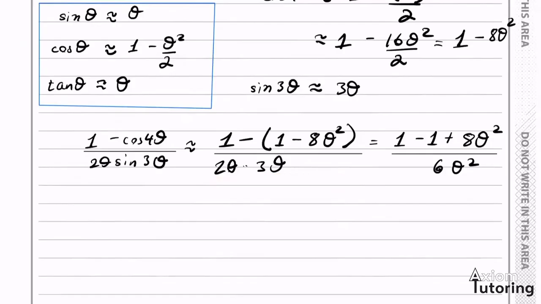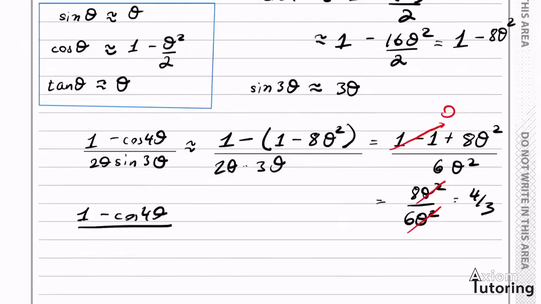Now, 1 minus 1 just gives us 0. So then we're left with 8 theta squared over 6 theta squared. The theta squareds cancel, and then we have 8 over 6, but 8 over 6 simplifies to 4 over 3. So in fact, 1 minus cos 4 theta over 2 theta sine of 3 theta is approximately 4 over 3.